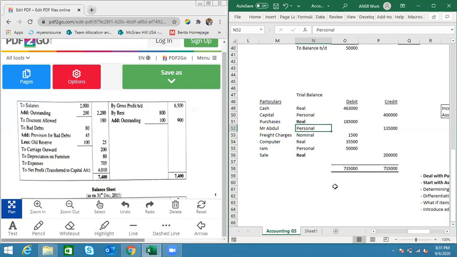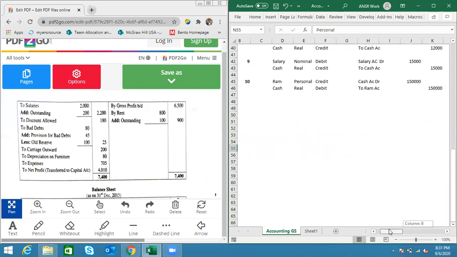Do you owe Mr. Abdul, or does Mr. Abdul owe you? We owe Mr. Abdul. Yes, exactly. So that's a liability. And then we come to Mr. Ram. Here I cannot really say that we owe Ram, but Mr. Ram definitely owes something to us.